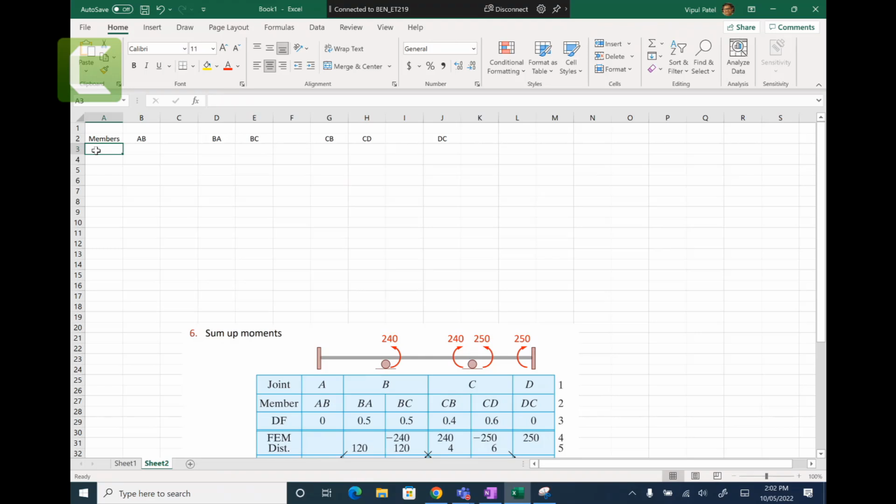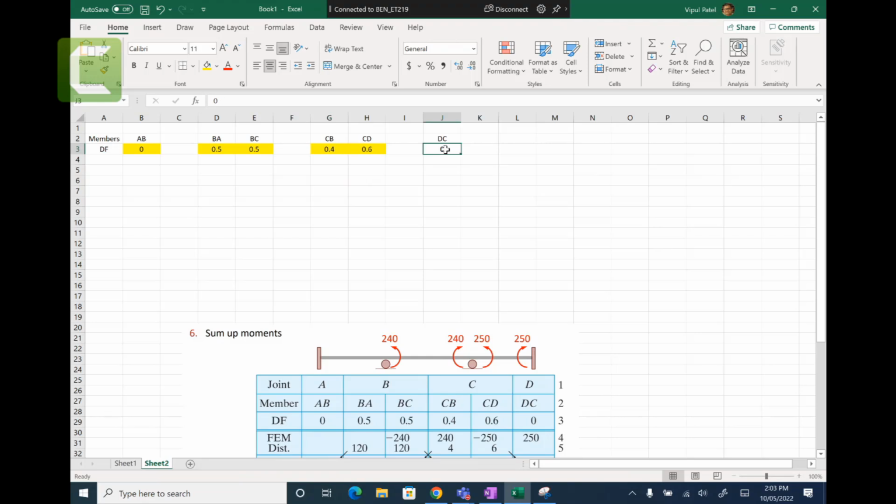Then you write distribution factors: 0, 0.5, 0.5, 0.4, 0.6, and 0. And put these distribution factors, and I think after distribution factors, we draw a line.